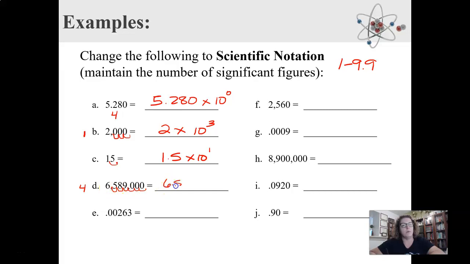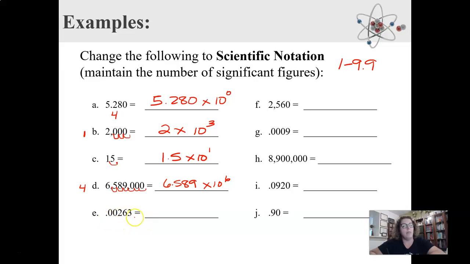So 6.589, and that 589 is significant. So we need to make sure we write all those numbers, but not the zeros. They're not significant. So 6.589 times 10, and I moved it 6 places, and I moved it to the positive.